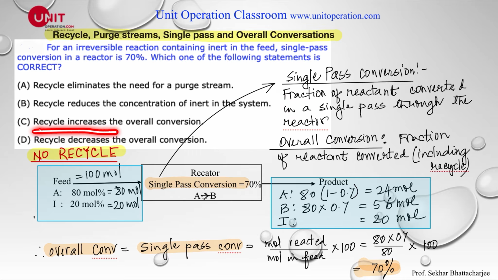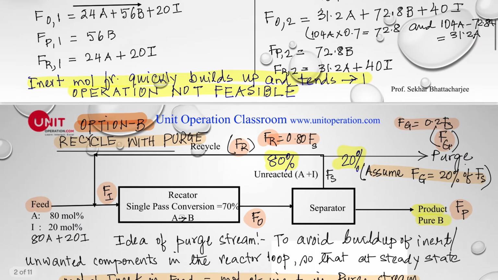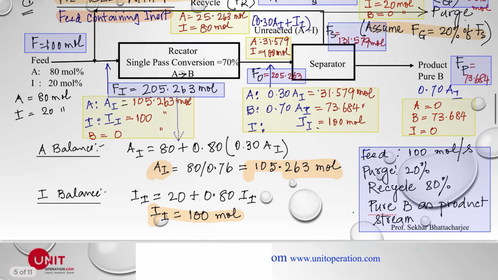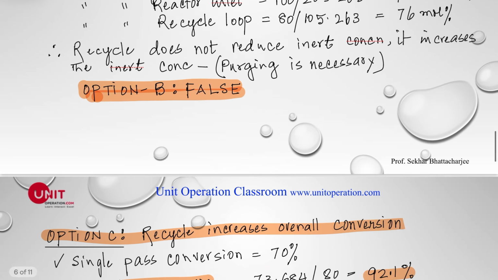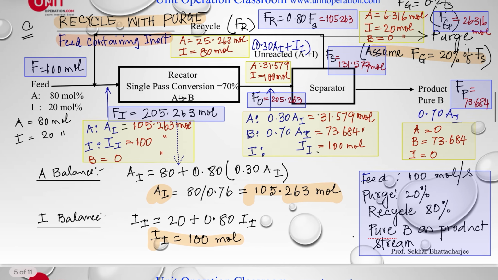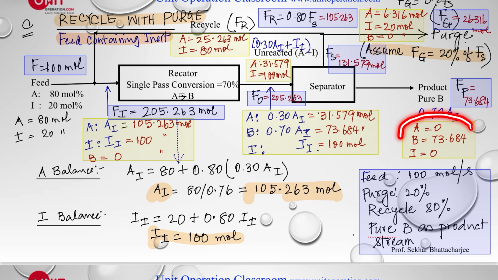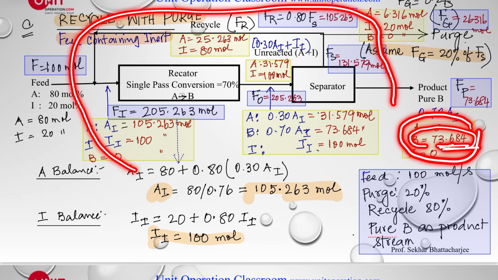Let's see, recycle increases overall conversion or not. Okay. Option C, we're looking into this one. What is a single pass conversion? 70%. What is the overall conversion? Let's look at it. Overall conversion is how much A has been converted. So 73.864 at steady state. So this is the amount of B. That means that's the amount of A converted. So at steady state, we just do like this.